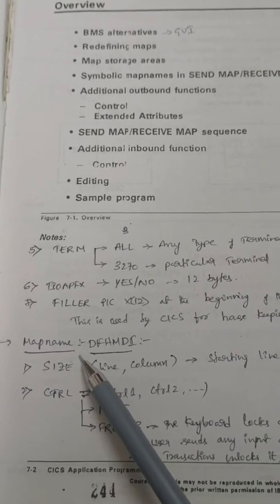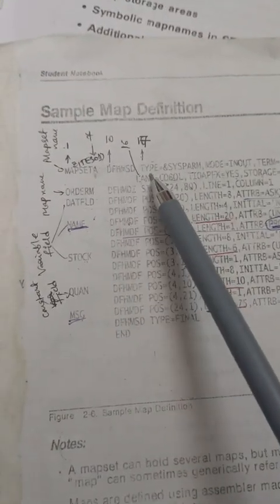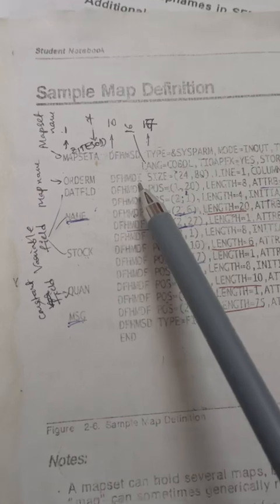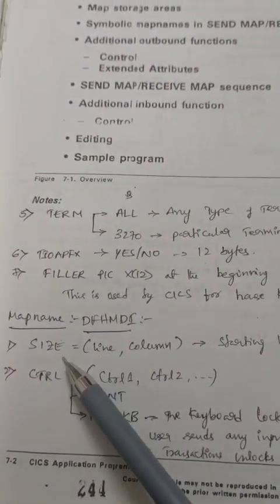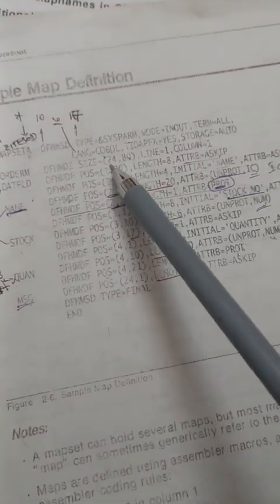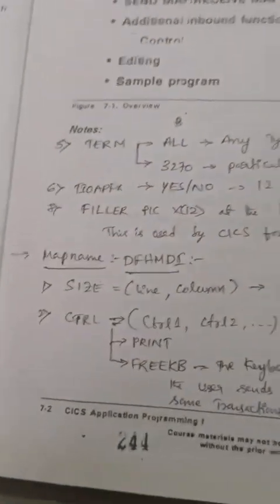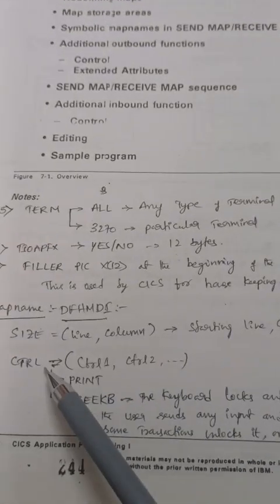Next is the map name, and this is DFHMDI, used to identify the map name. Once the map set is done, we have to start with the map name. It is a parameter like DFHMDI, and we have different fields: size, line and column number. Let's go to size. We mentioned earlier the whole screen, 24 lines and 80 characters. Now we have line and comma column, the starting line and column number. This is called the position here.